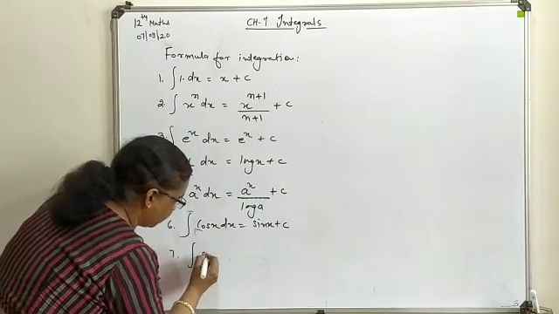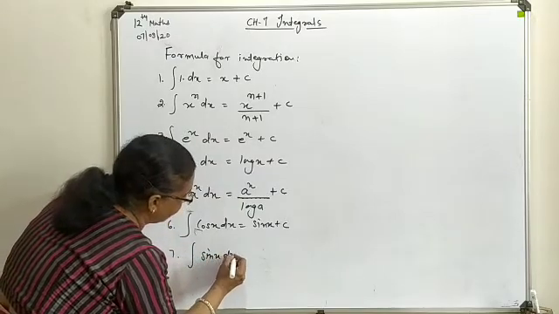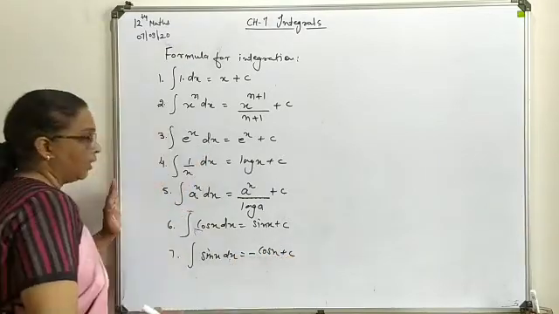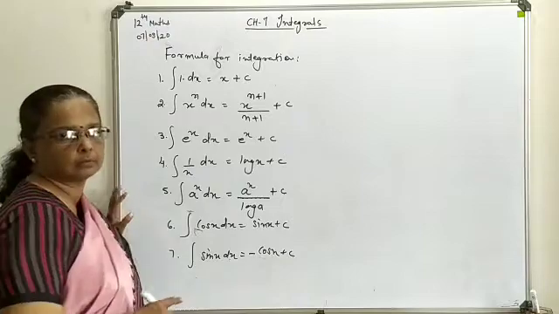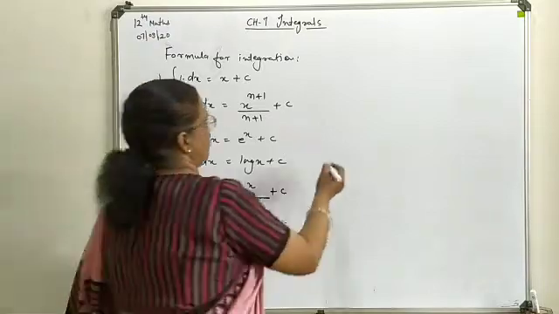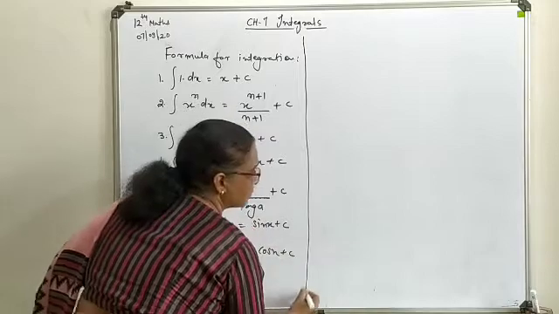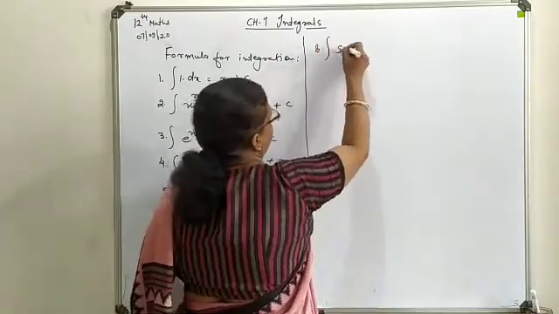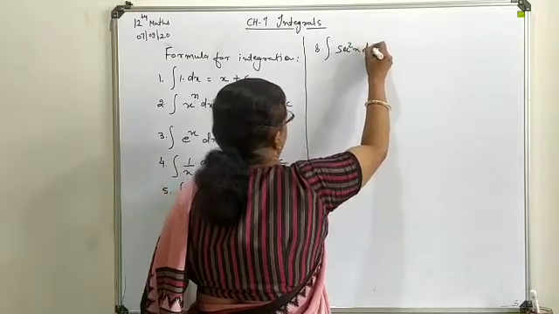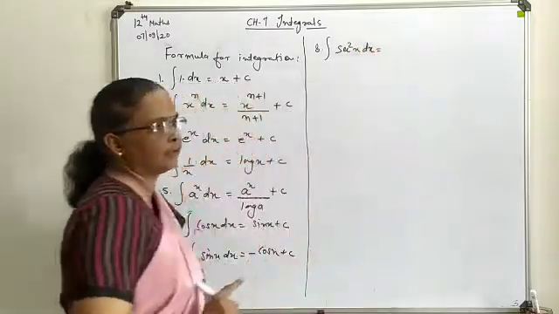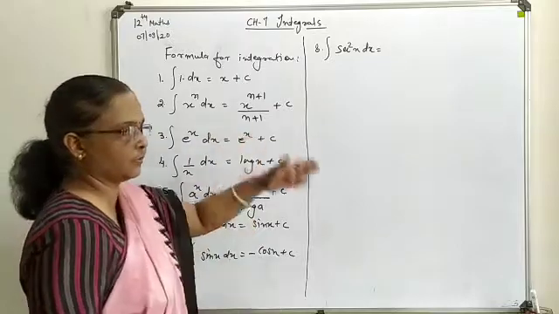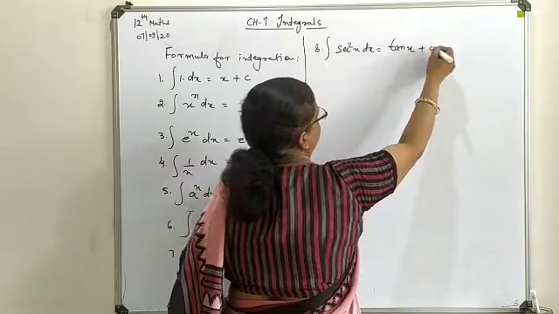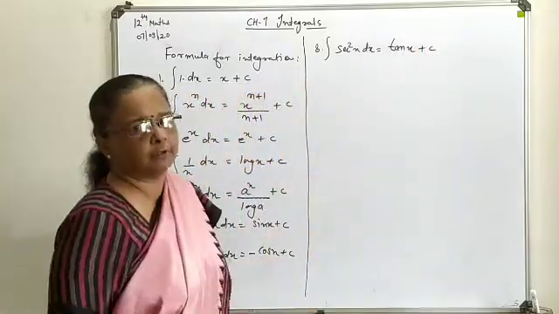Next, if you take it for sin x, it will give you minus cos of x. Now we come to tangent, cosec, like that. So the next is the 8th one, sec square x dx. We know differentiation of tan x is sec square x, so integration of sec square x will be tan x. So this way you can understand what the formula form is.